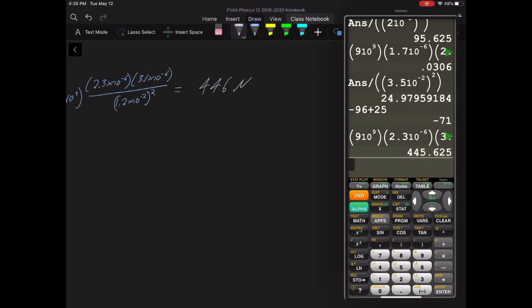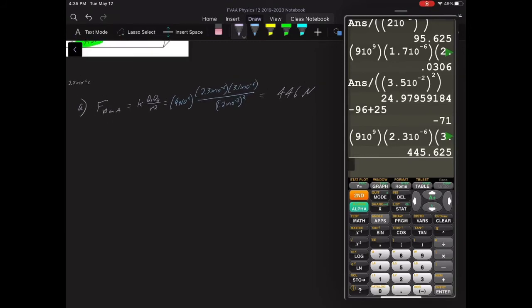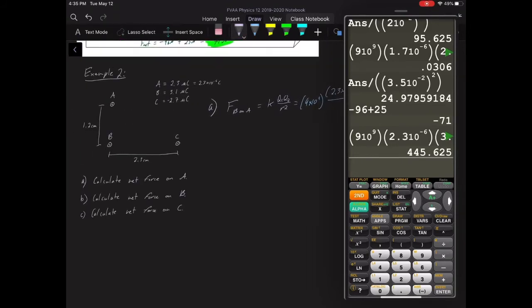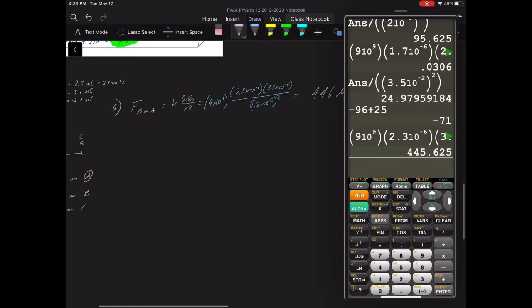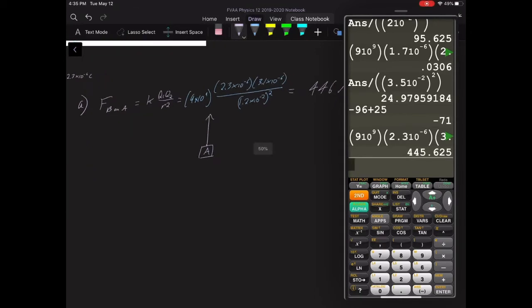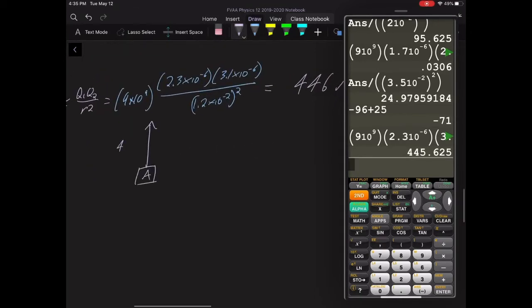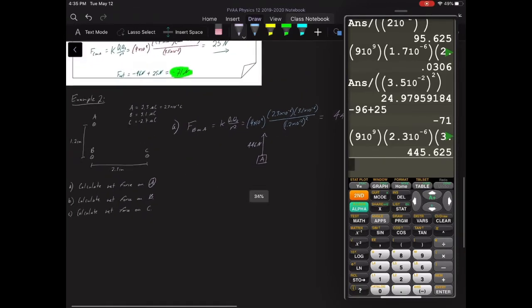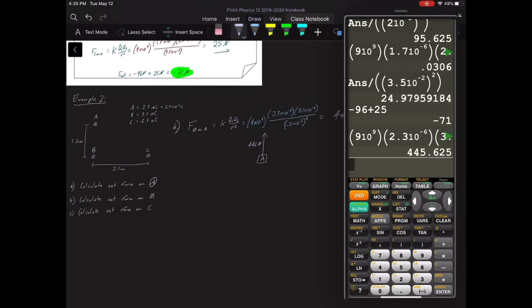446 newtons. Okay, so on my free body diagram, I'm looking for the net force on A, right? So my free body diagram is going to include A, and I have this force here that's going upwards of 446 newtons. All right. Now for my next force, I'm looking at the force from particle C on A.